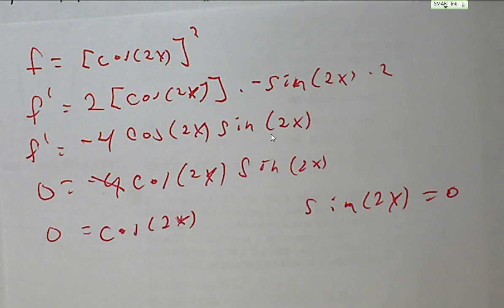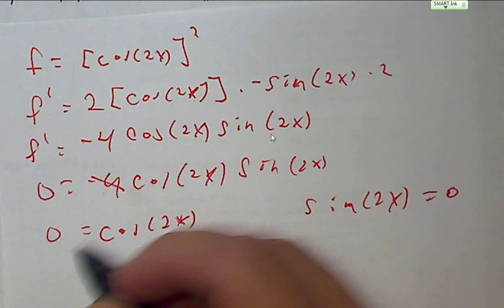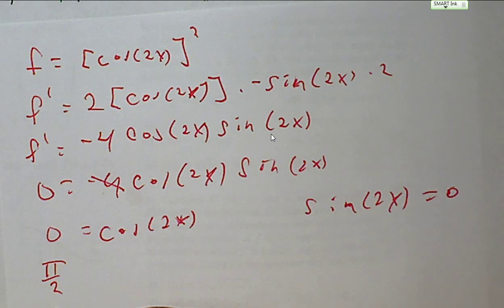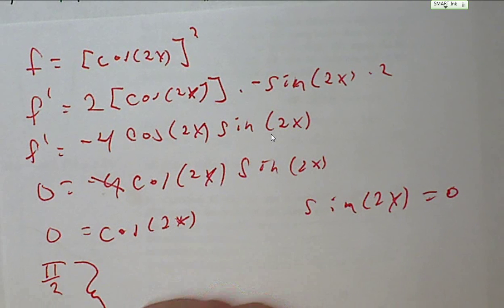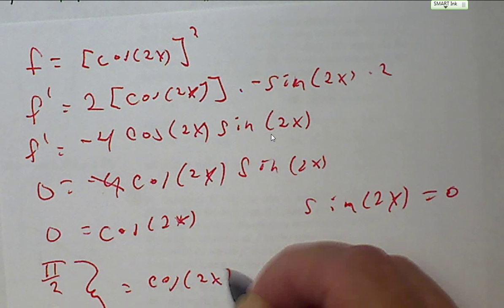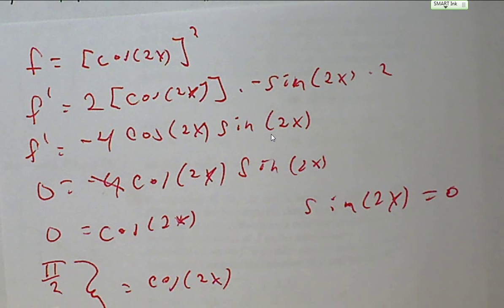Pi over 2 and 3 pi over 2. So pi over 2 and 3 pi over 2 are when cosine of 2x equals 0. You agree with that? Okay.